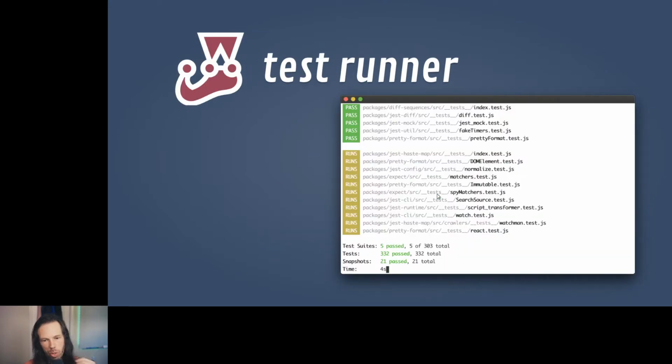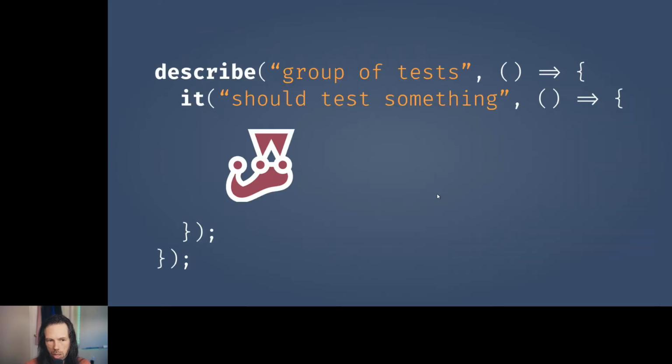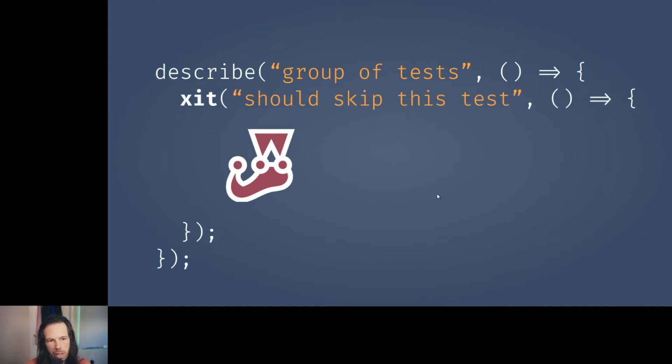Okay. So this is what a test runner looks like. That's the Jest test runner. When we want to write a test, we might group a bunch of tests into a describe block. Cool. This should be just review. If I want to skip a test, I have a couple options.